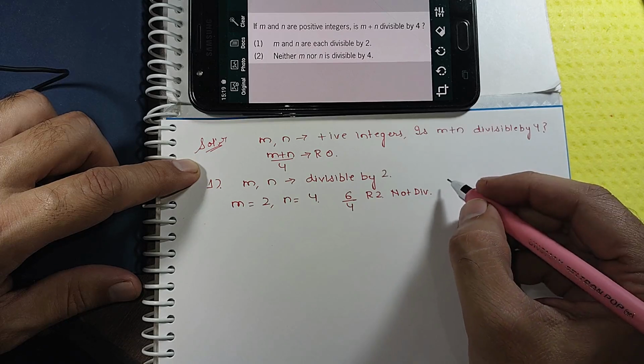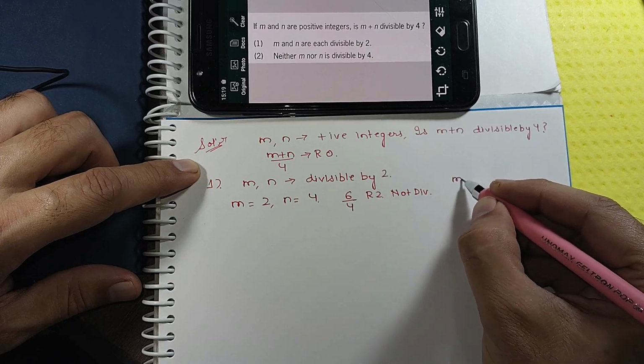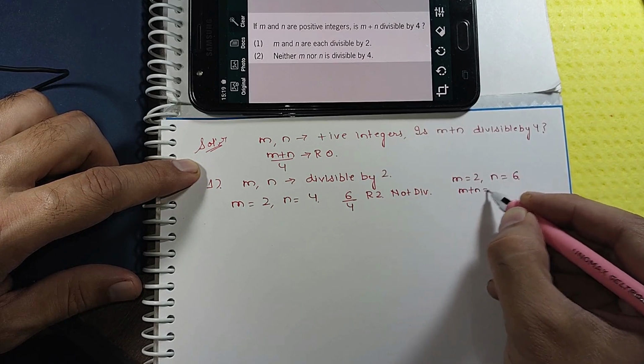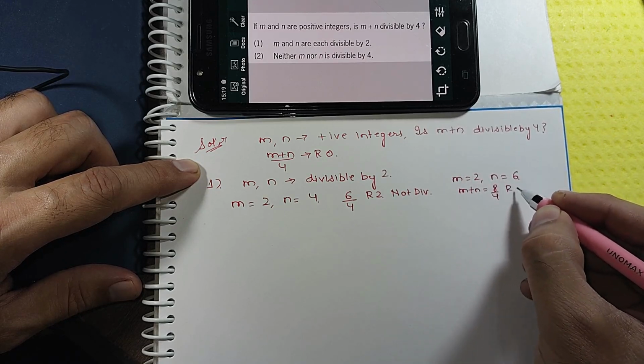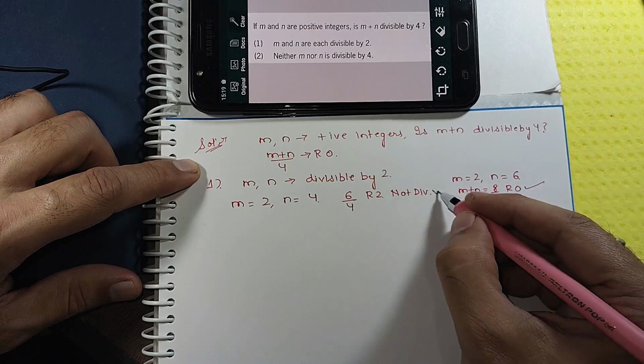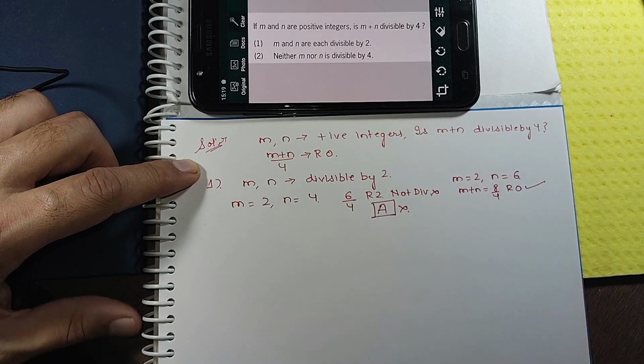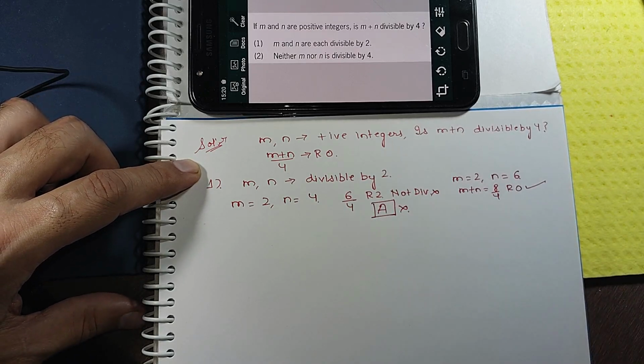Now let us suppose some other examples for this. Let us suppose M to be 2, N to be 6. Now in this case, M plus N becomes 8, which is divisible by 4, giving us a remainder 0. So in this it is divisible and in the other it is not divisible. So we are getting a may or may not be situation. So we will say statement 1 is not sufficient to answer our question.